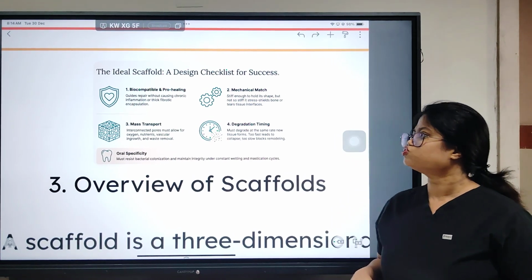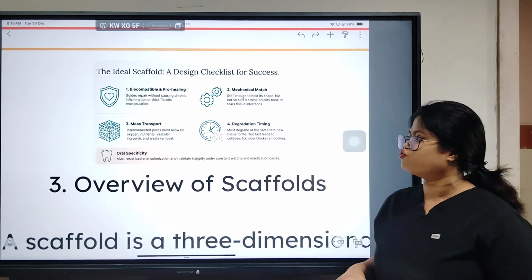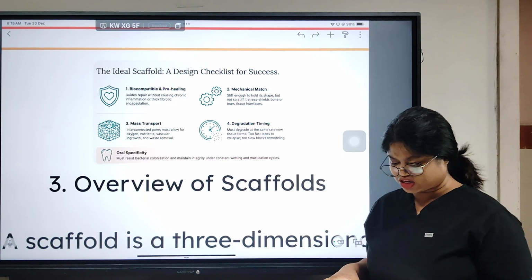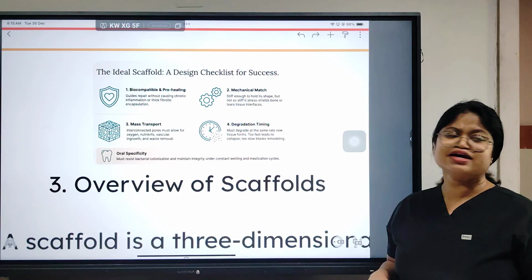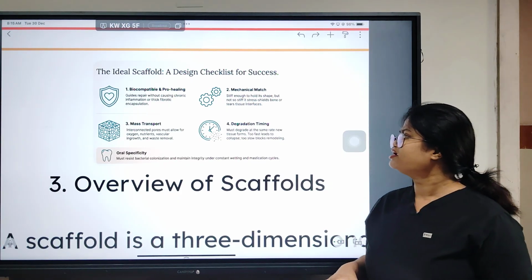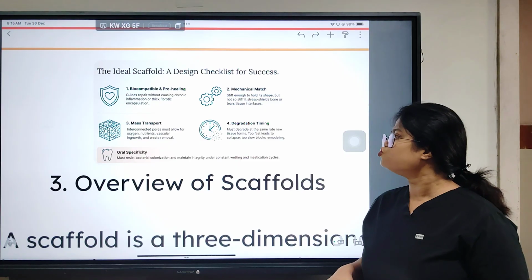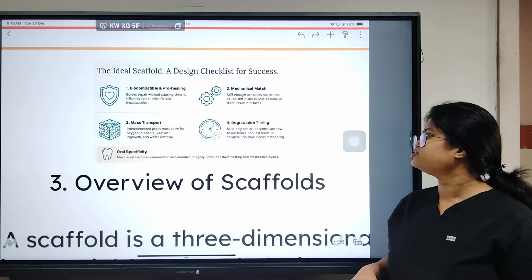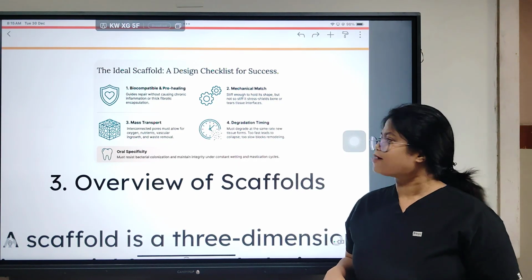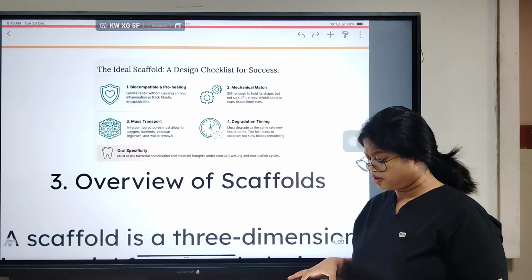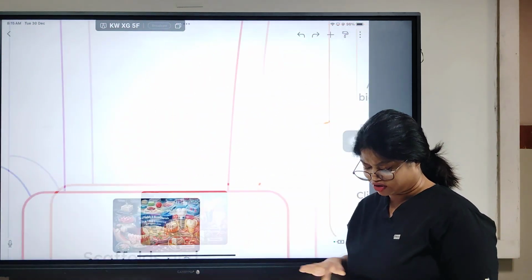Mass transport: the scaffold should be porous in a way that interconnected pores help with gaseous exchange and nutrient exchange. And degradation timing: as I said, the scaffolds must degrade at a proper time when the new tissue forms. Too fast degradation may lead to the collapse of the entire structure. Too slow degradation blocks the remodeling mechanism and regeneration in general.